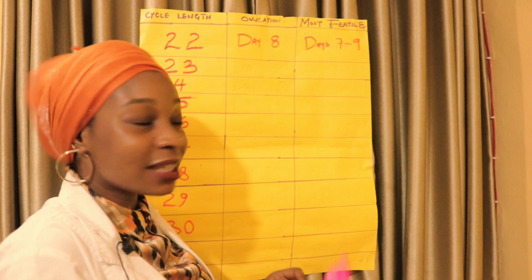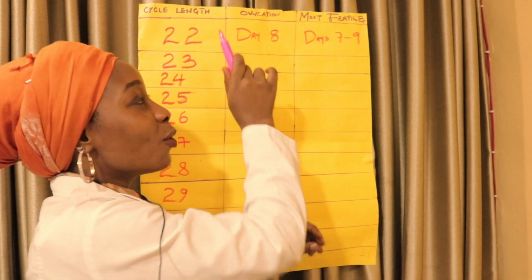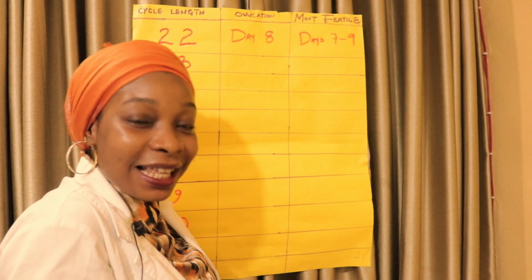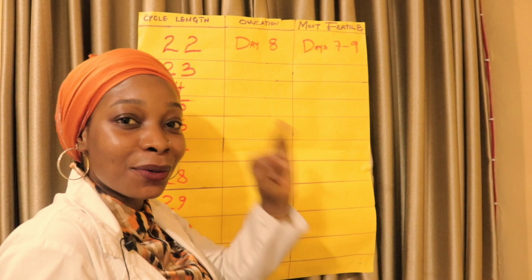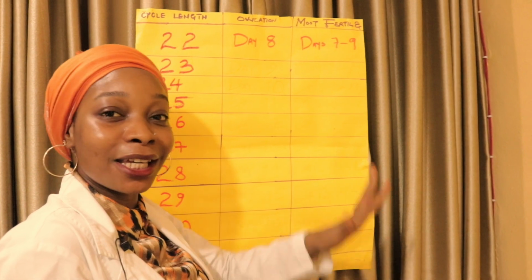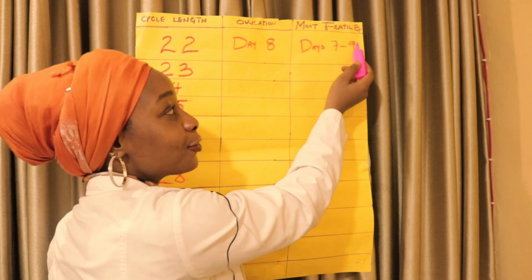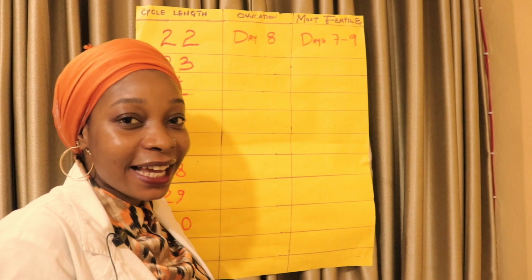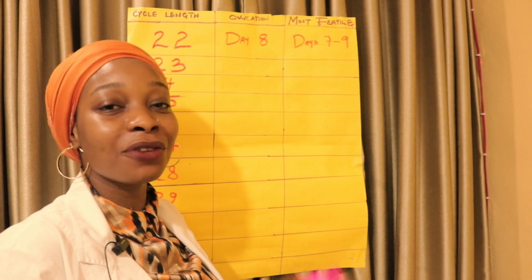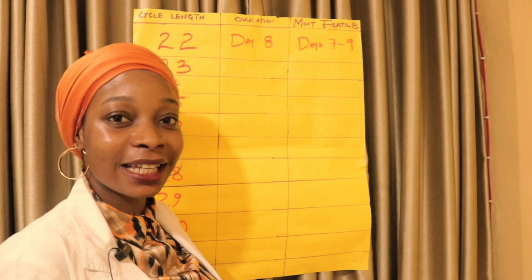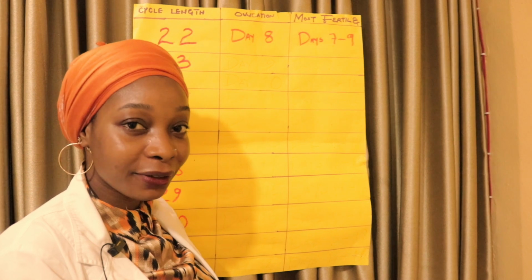So if you have a 28 day menstrual cycle, starting from day 1 of your menstrual cycle, day 2, day 3, day 8 is your ovulation day. Day 7 to day 9 are your most fertile days of the month. So if you want to conceive, this is the time you meet your man often.